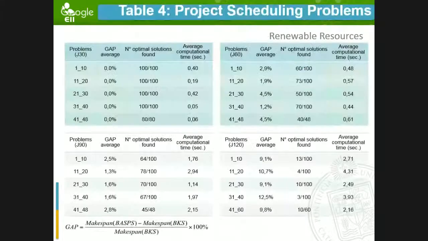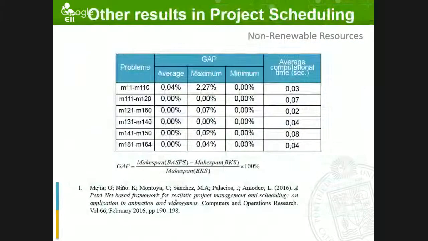These are the renewable resources. In the non-renewable resources, Petri Nets are probably more attractive because we go into the issue of deadlocks. Because in non-renewable resources, eventually we run out of some resource, typically money or some materials. So there's no feasible schedule. In all these problems, we also find the optimal solutions in most of them, and the maximum gap was only over 2%.